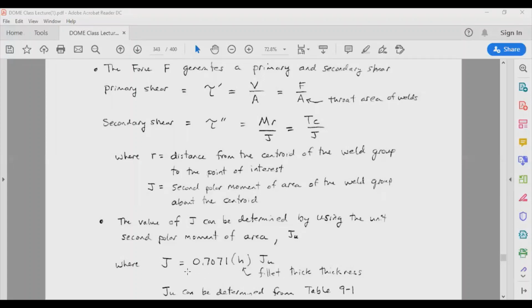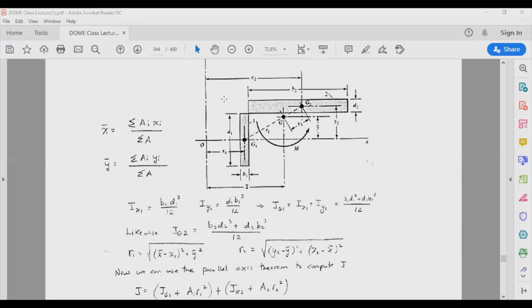Okay, so let's look at the other way of evaluating J. One way we can actually use a table, and when we use a table, we can use this formula, which is J is going to be equal to, this is a total polar moment of inertia, 0.707 multiplied by H multiplied by Ju. So let's also look into that. So this is what I just described earlier. You can get your J like that, JG1 plus A1 R1 squared. So this is a parallel axis theorem mapping the first element into this point, and then again, this is for the second element. So that is pretty basic.